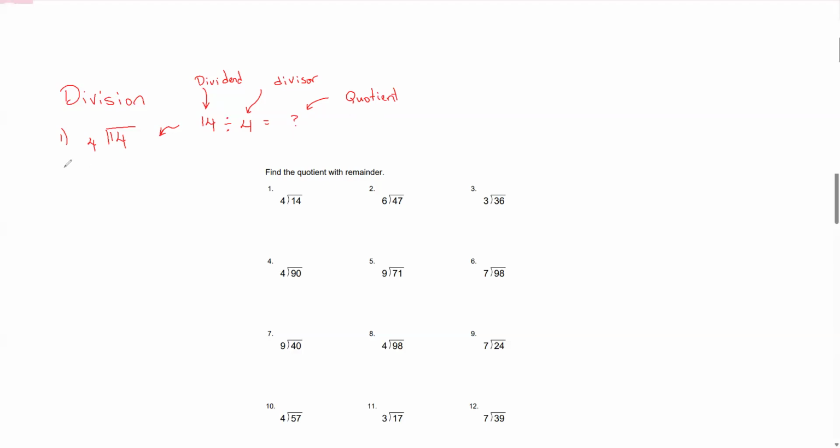So when setting up your long division, remember your dividend goes inside, your divisor goes outside, and the divisor tells us which timetable we're looking at to help us. So 4 cannot go into 1 because 1 is smaller than 4. So we have to divide into 14.